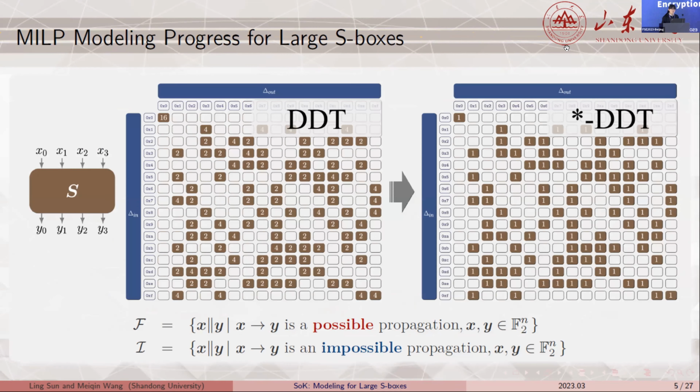If we want to create a SAT model for an S box, each bit of the inner state should be allocated with a binary variable. And the simplest model for an S box is to describe its star DDT. It is a reduced form of DDT, and all non-zero entries in the DDT are replaced by 1 in the star DDT. So with the information in the star DDT, we can create 2 sets. The first one contains all vectors representing possible propagations, and the second one contains vectors representing impossible propagations.